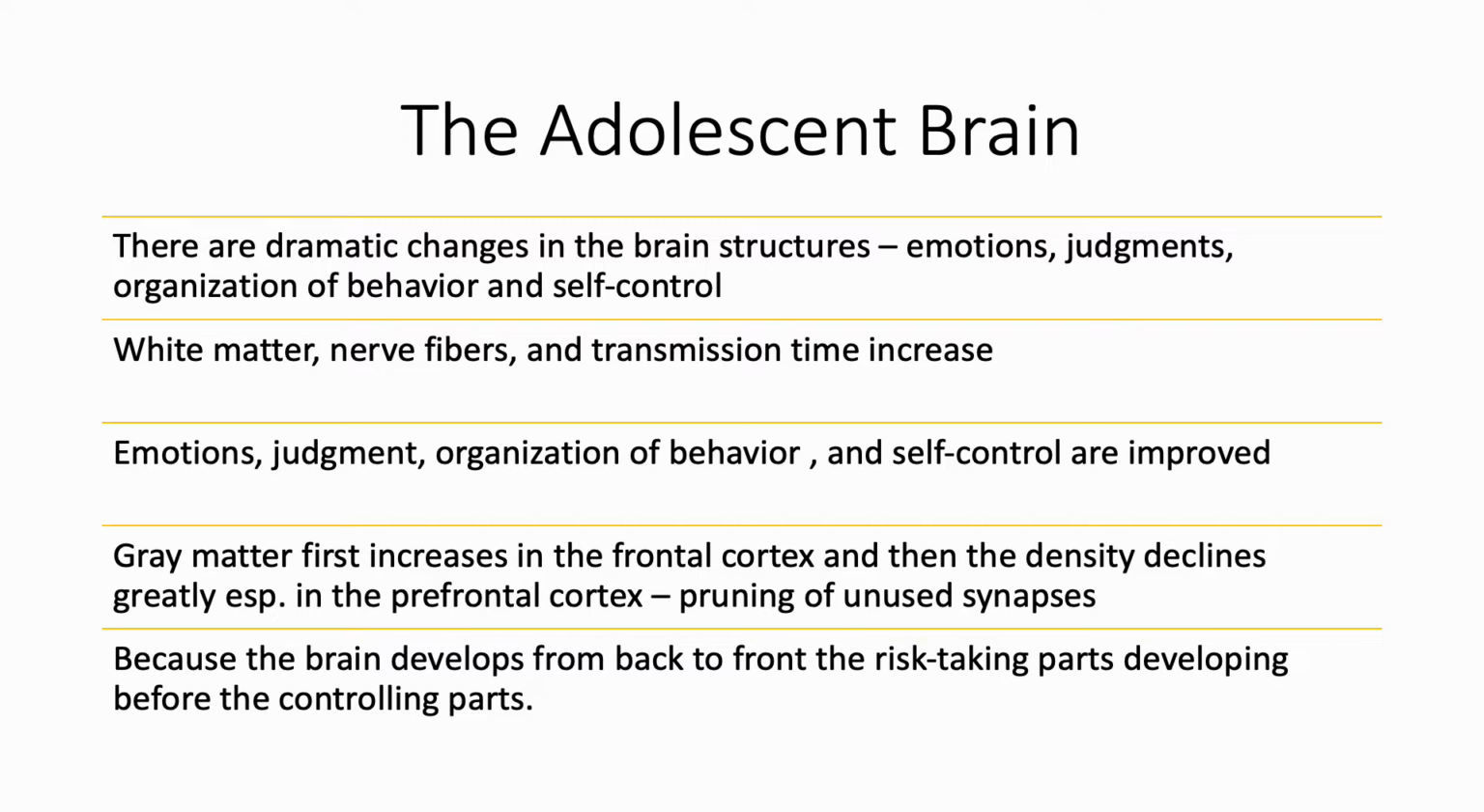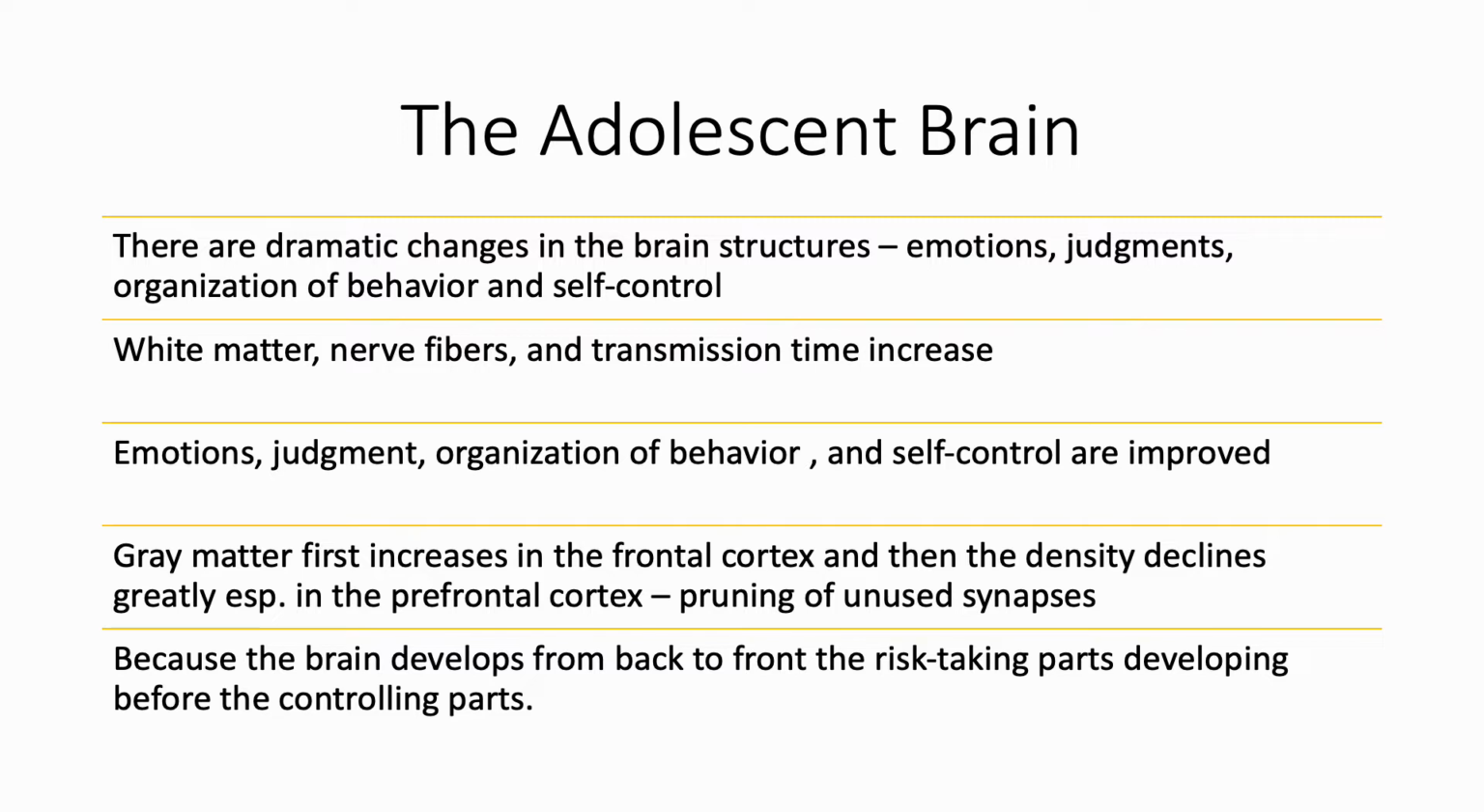The adolescent brain is also changing. There are dramatic changes in brain structures and emotions, judgments, organizations of behavior, and even self-control. We know the white matter, which is the nerve fibers, changes and increases, and we know that the transmission time increases.